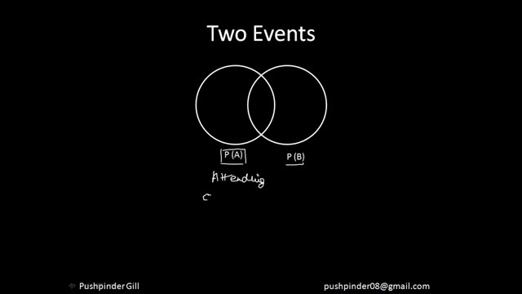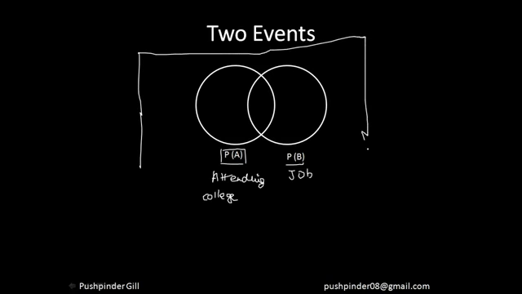Fine. This is the event of me attending the college, and let's suppose this is the event of me getting a job. So this circle over here represents that I am going to attend a college, and this represents that I am going to get a job, right? Let me make the universe as well, and let's suppose this is the complete universe, which pretty much has everything.